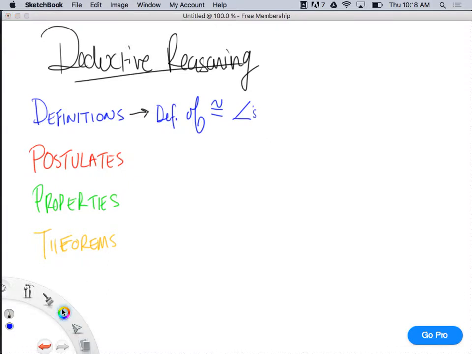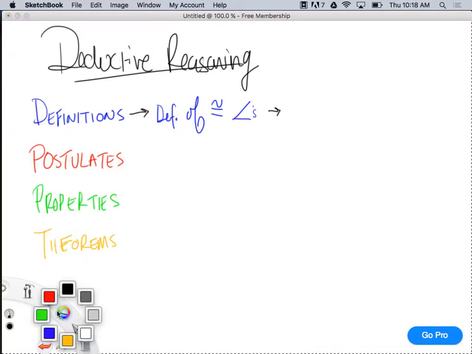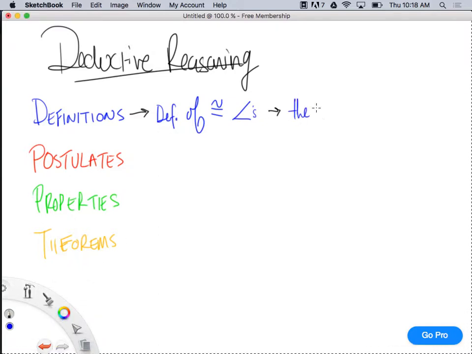Well, what does that definition tell us? If two angles are congruent, then what? They're equal. The measures are equal. So we can use that, right? If I say, how do you know that these two measures are equal? It's like, well, you told me they're congruent, and so I know they're equal because that's the definition of congruent angles, that their measurements are equal. Does that make sense?